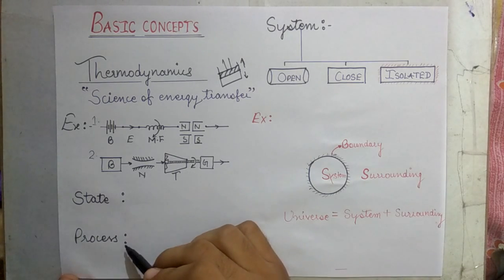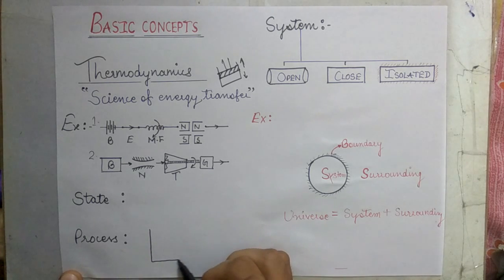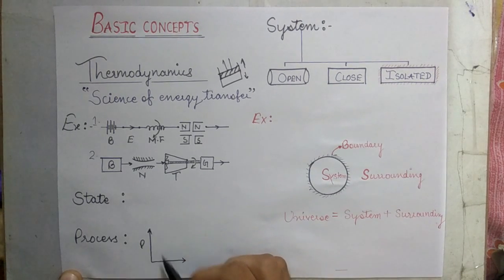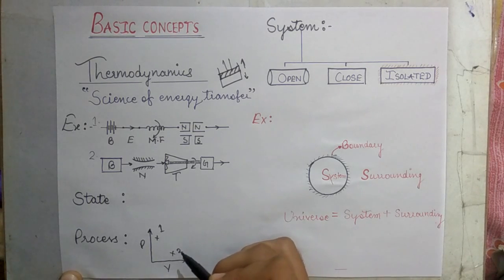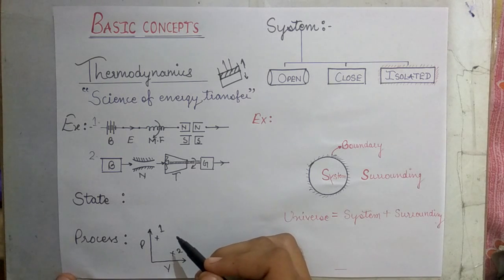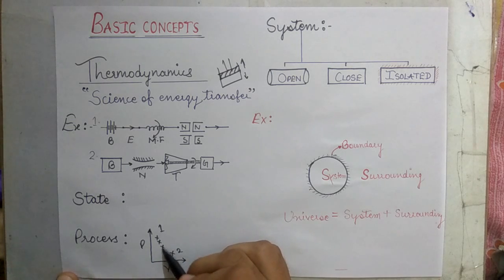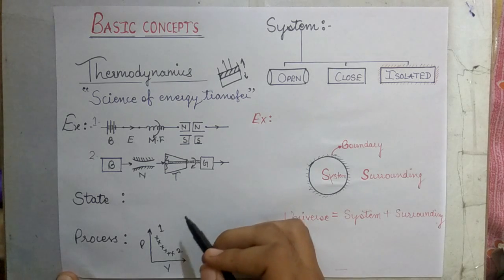Now come on to the process. Suppose this is my P, pressure along the y-axis and volume along the x-axis, and here I have a first state and this is my second state. So a process shows the change in state of a system as a result of flow of energy. Suppose there are lots of other intermediate states, which we get by thermodynamic equilibrium.